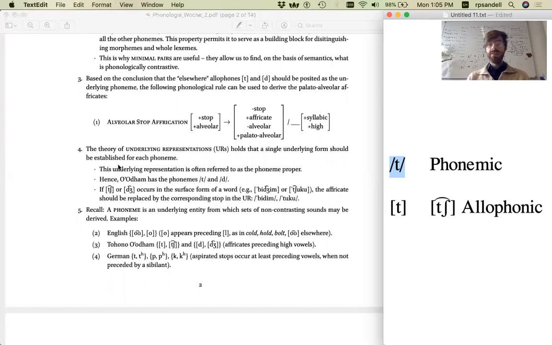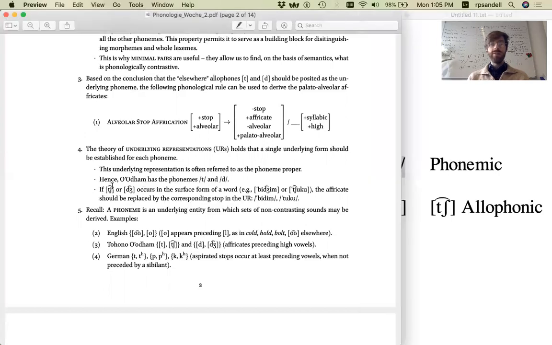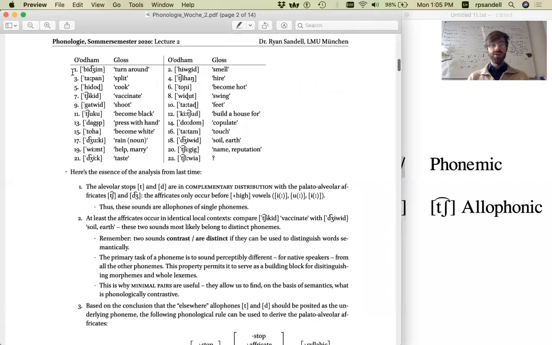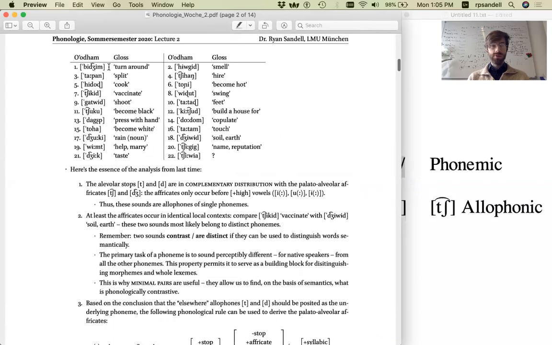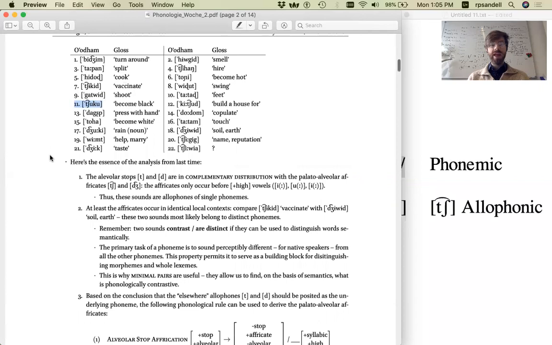So this means then, given this theory, that every instance, say, of cha on the surface should correspond to an underlying ta, and every ja, every voiced palato-alveolar affricate ja, ought to correspond to an underlying voiced alveolar stop. Then it means whenever we see one of those affricates in the surface form of a word, so take data point number 1, bijim, or data point, the word chuku, not quite sure where that is now. That's data point number 11, verb meaning become black.